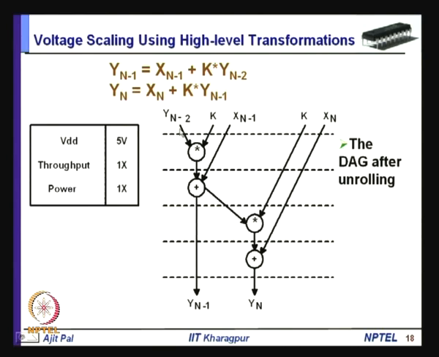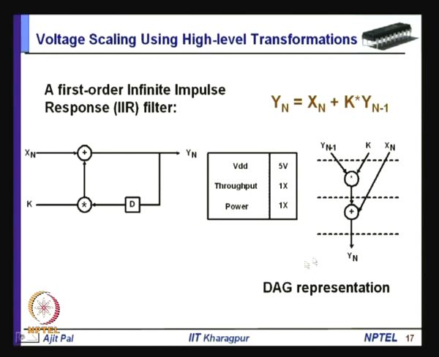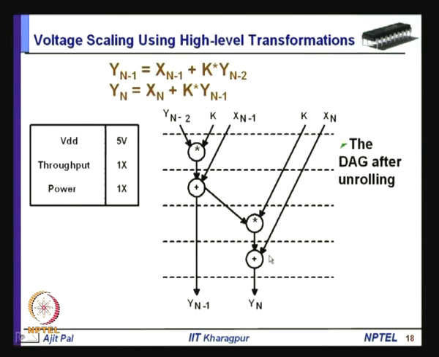So, here you will be applying y n minus 2, k, x n minus 1, k and x n, and here you will be generating y n minus 1 and y n together. So, you can see two outputs are generated simultaneously. Now, you may be asking, is there any benefit by doing this? You are requiring 4 clock cycles and you are producing 2 outputs. Earlier you were requiring 2 clock cycles, you were producing 1 output. So, there is no benefit.